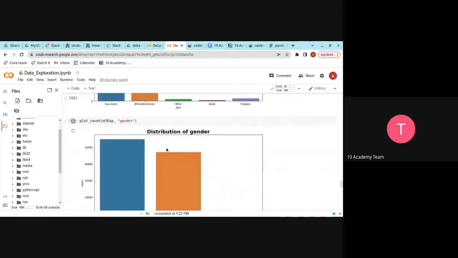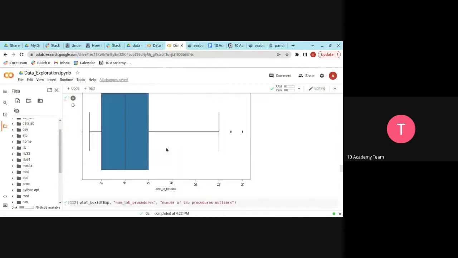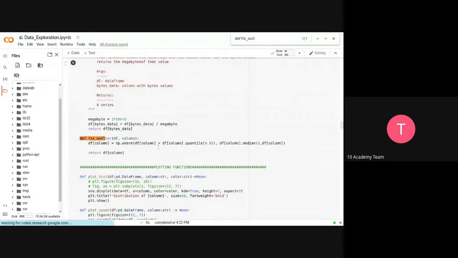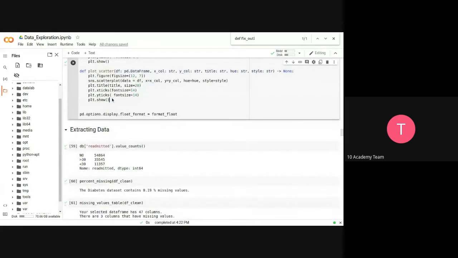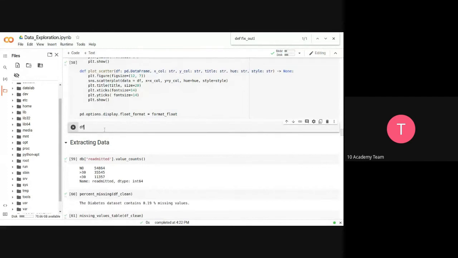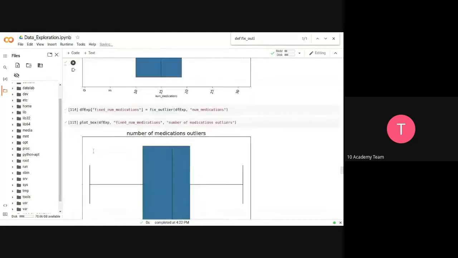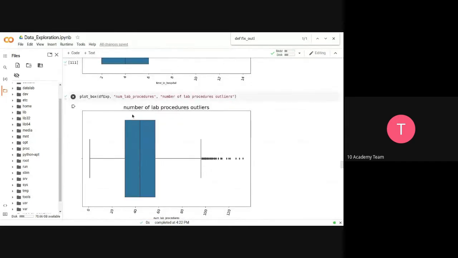Let's go up and see how we actually plotted the outliers. If you see here, we can use np.where to get the variables which have outliers. So one method would be np.where with df experimental. For example, let's look at one which had significant outliers. The number of lab procedures actually had a couple of outliers, right?